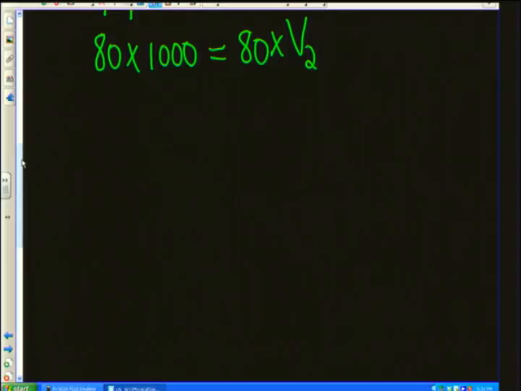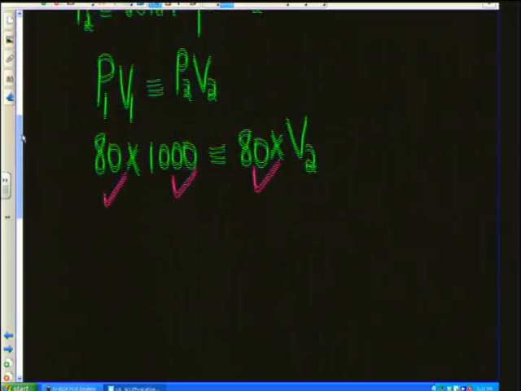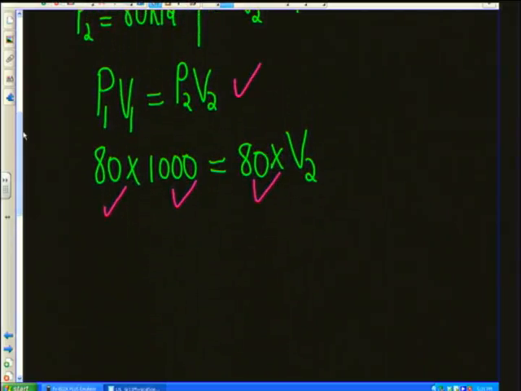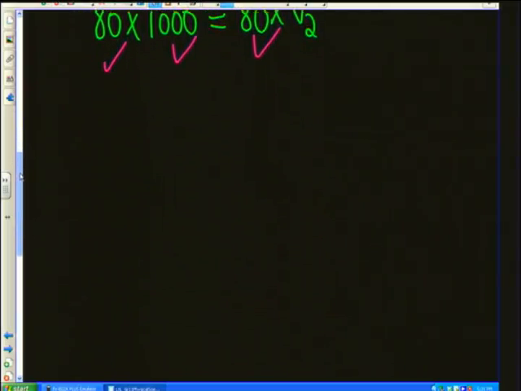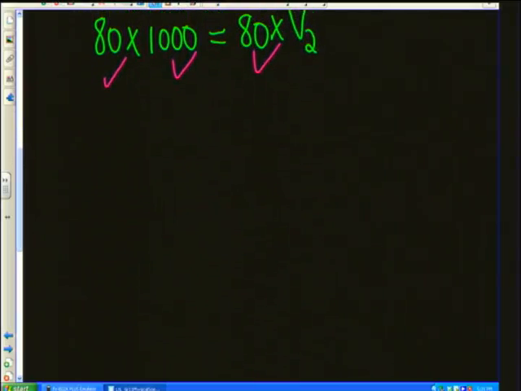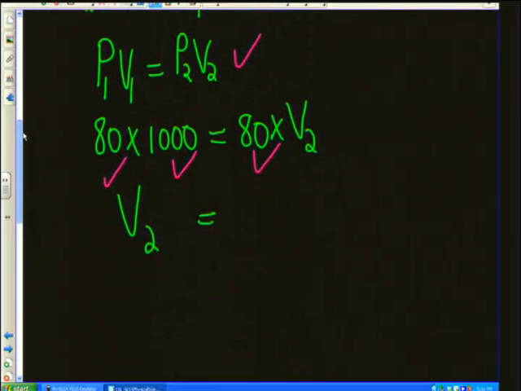So at this point, I did that so that I can get marks for that substitution. And of course, I would have earned a mark for writing down the right formula to use for this calculation. Therefore, from there, I would know that V2 equals, what is P1 here?